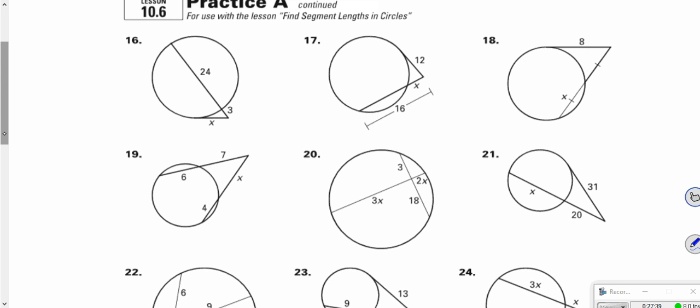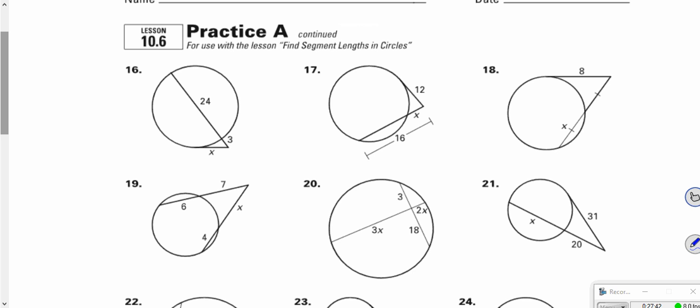Actually, let's look at 18. So 18, this is the tangent and secant segments. Now, first thing I want to point out here is that this is marked the same as this. So both of these are the length of x, right? So it's the tangent part. So that is 8 squared equals the external times the length of the whole thing. Well, that's x plus x, or 2x, right? So this is going to give me 64 equals 2x squared.